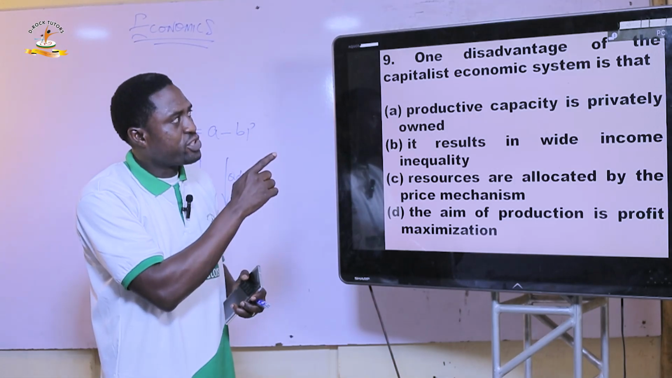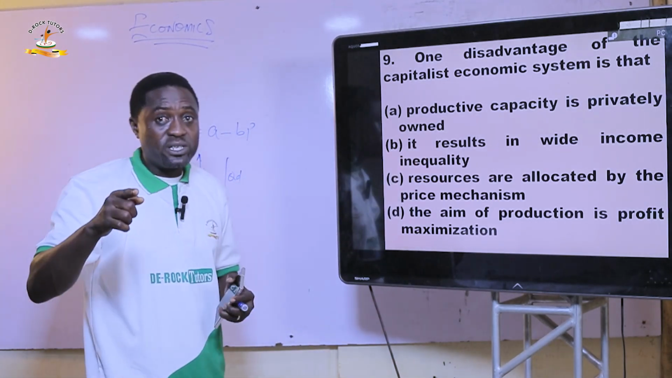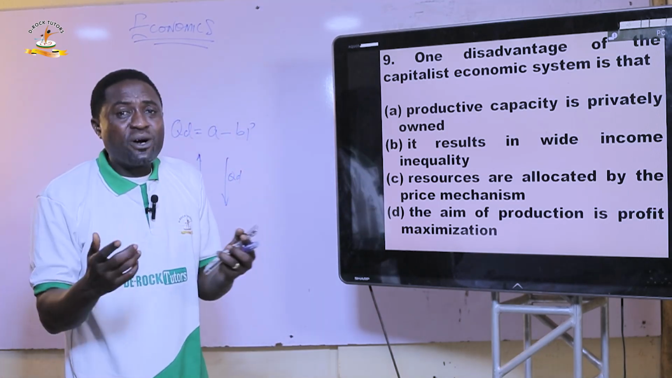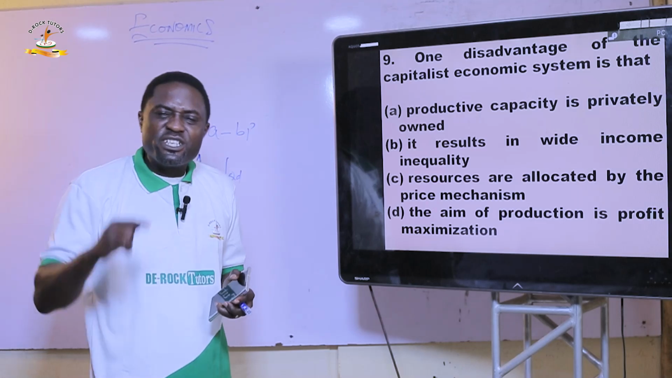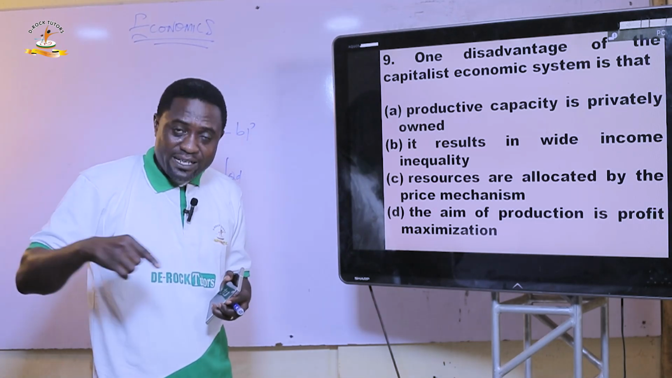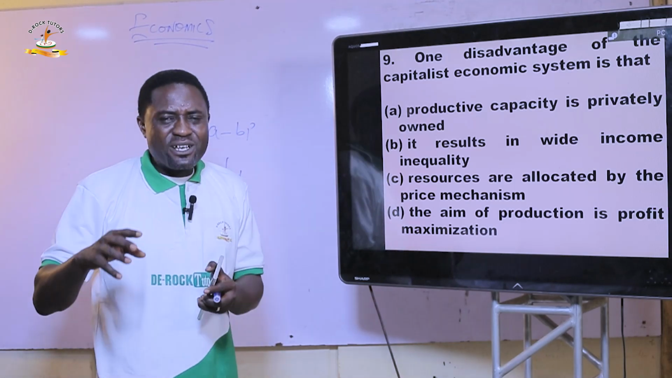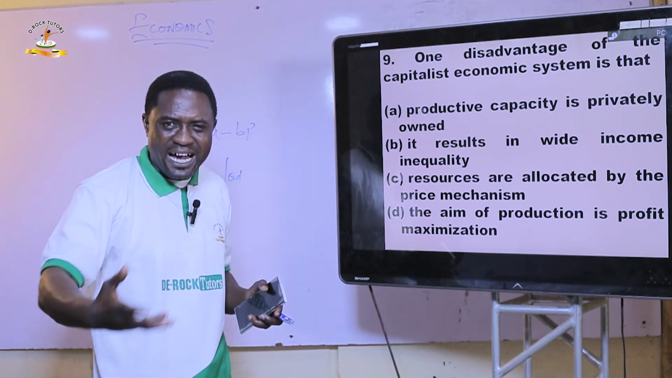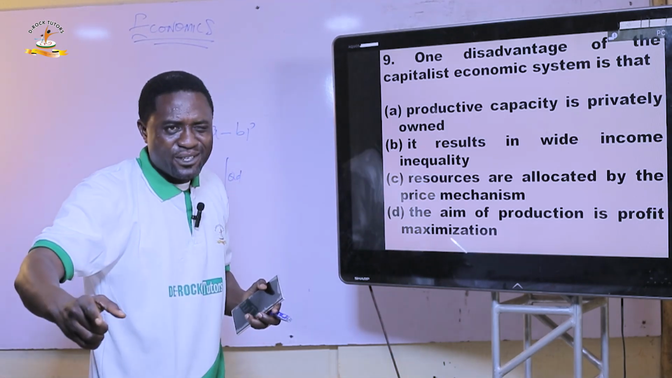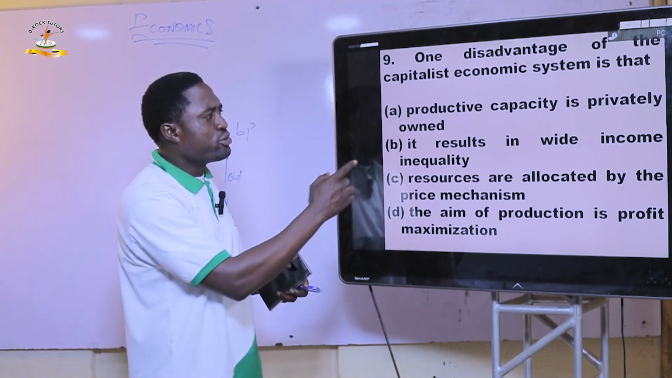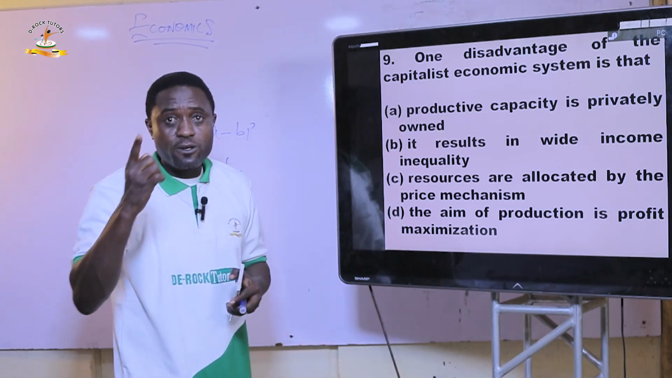But if you look at the question, one disadvantage is that it results in wide income inequality. Why is it wide? Everybody cannot make money at the same pace. Under a capitalist economic system, the rich will be getting richer and the poor will be getting poorer. Because the rich will always maximize opportunities because of the money they have. So indirectly, no matter what, they will make more money. So it is going to result in wide income inequality. That is why the perfect answer to this is option B.